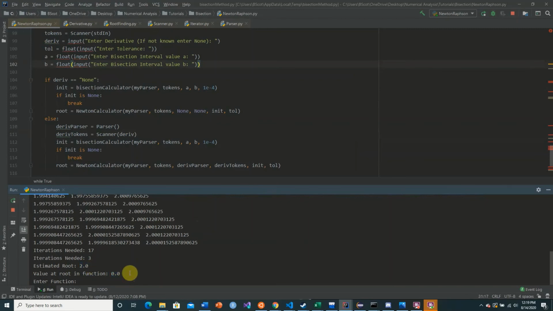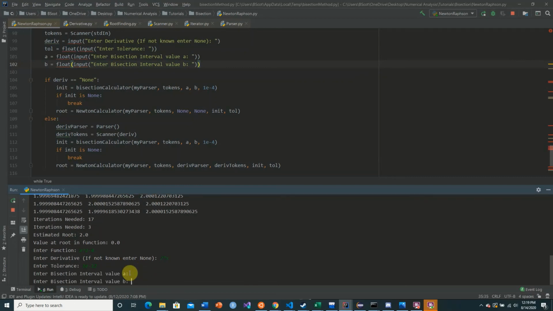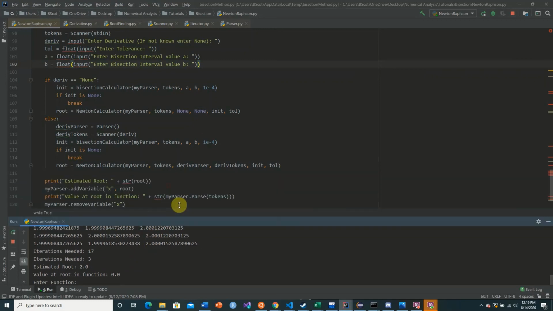So now we're going to do the exact same thing, except this time we are going to pass in the derivative. And the derivative of this function is 2x. Our tolerance is 1e to the -12 again. Our value is going to be -1 to 6. So as we can see, it worked for both knowing the derivative and not knowing it.